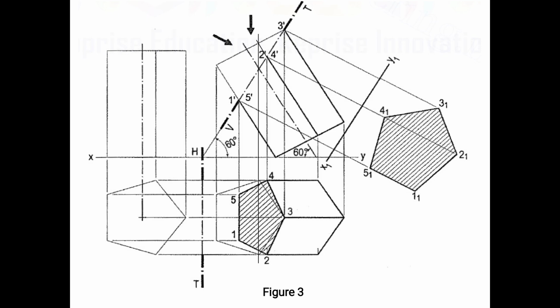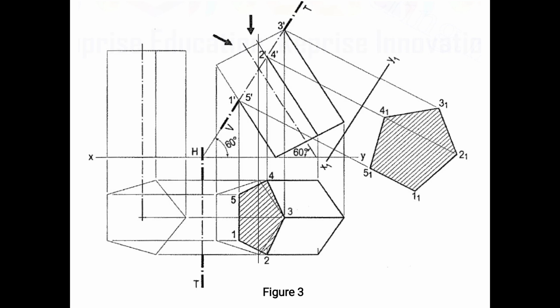Then after that, you draw the section plane. In the model, the given inclination is that the vertical trace is inclined at 60 degrees to the reference line, which means that the section plane is inclined at 60 degrees to the HP, and passing through the highest point of the solid, which is 3 dash. You see at the front view, the 3 dash is the topmost point, right?